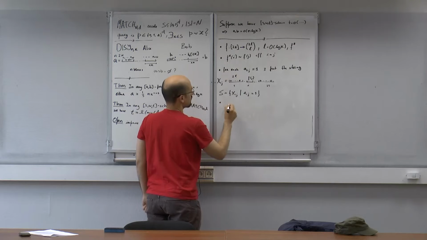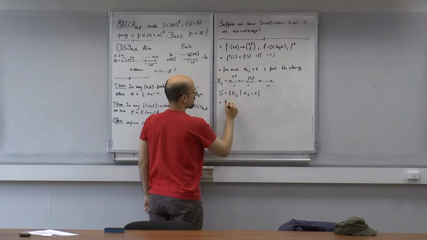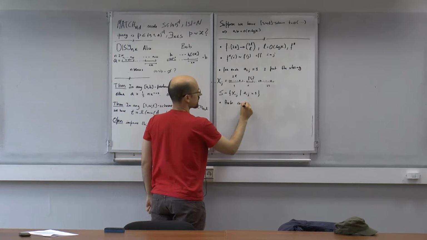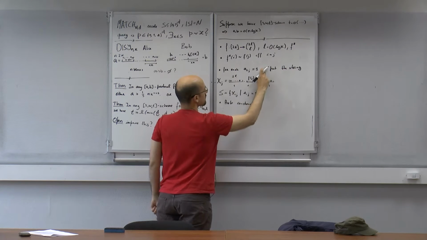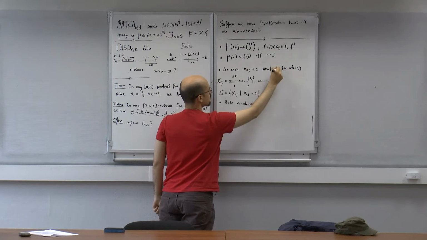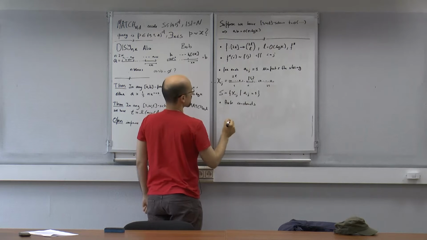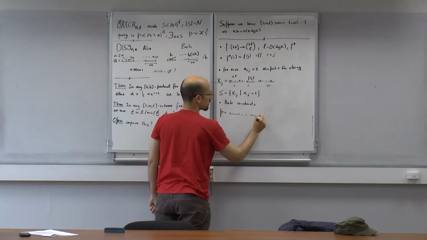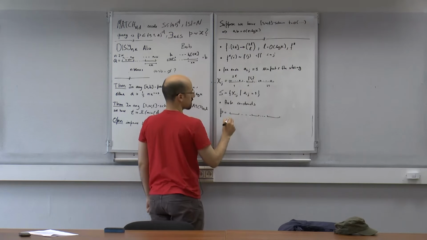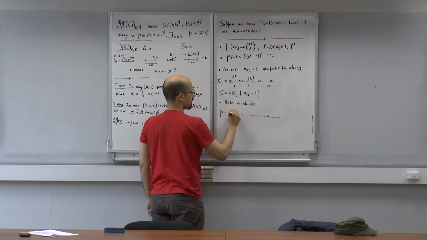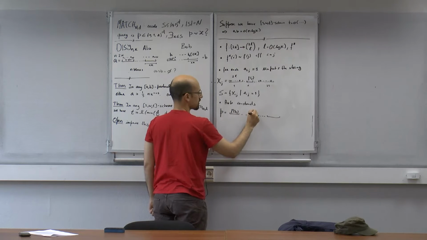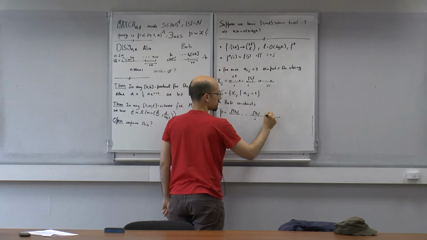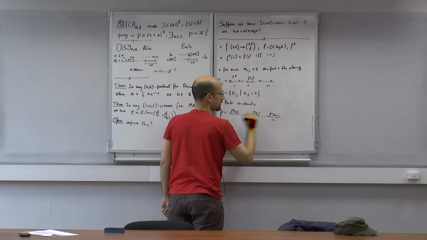And then Bob constructs the pattern P, where in each block you put f star of b. In the first block you put f star of b1, in the ith block you put f star of bi, and in the nth block you put f star of bn.